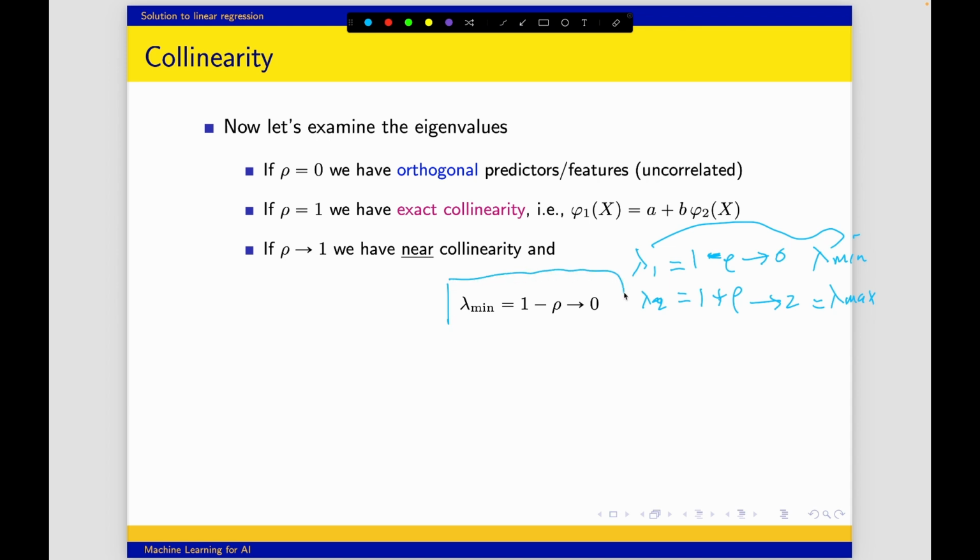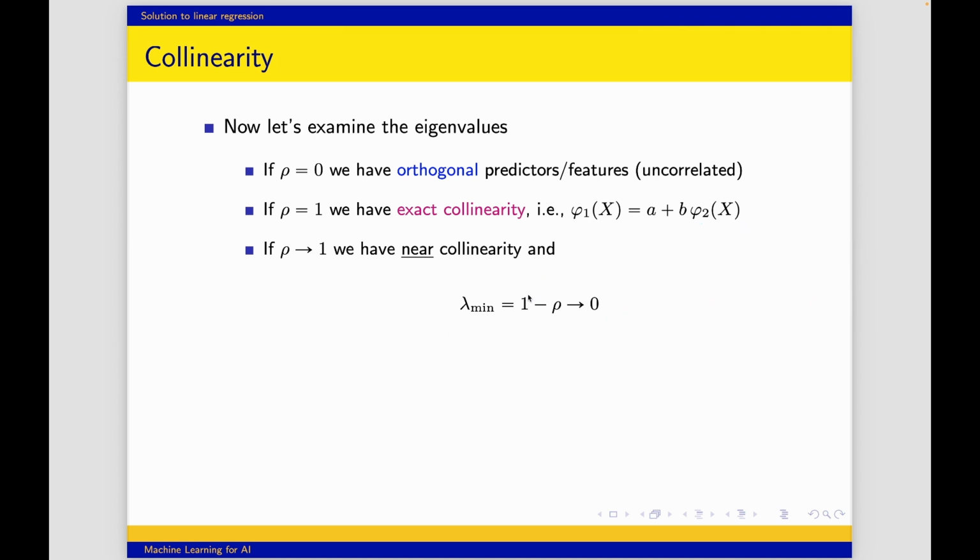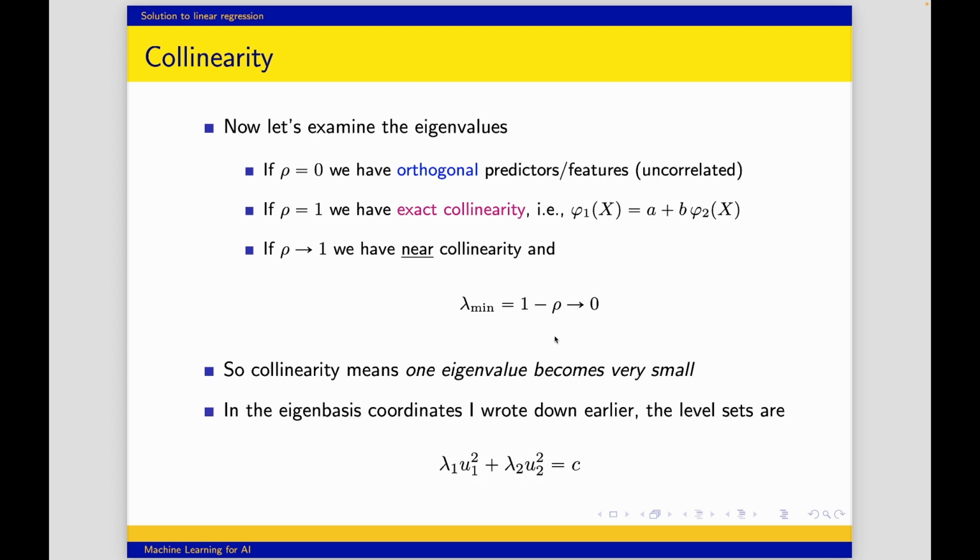So what effect will this have? This corresponds to near collinearity. The extreme case is exact collinearity when rho equals 1, in which case we have one exactly 0 eigenvalue. So collinearity means basically that one of the eigenvalues becomes very small. It starts to approach 0.